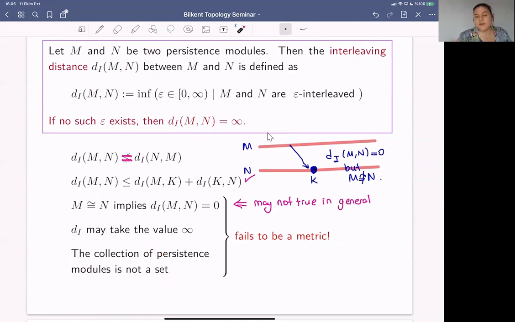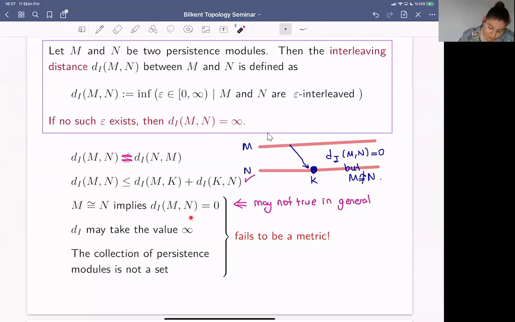When you consider the collection of all persistence modules, then you can say that it is not a set. So when you would like to define a metric space, you start with: let X be a set. But the collection of persistence modules is not a set. So this is the first problem. And the second problem is the interleaving distance does not satisfy all the requirements to be a metric space. So this part is not true here.